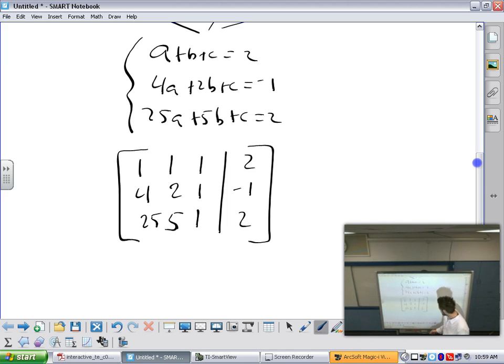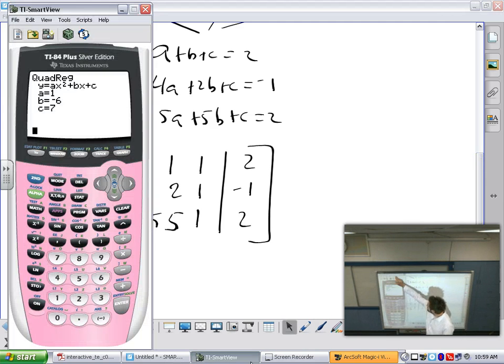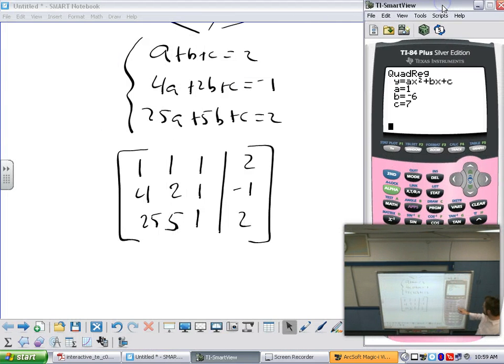1c equals 2. Now, I'm going to take my calculator here, and second matrix, go to edit. That is a 3-row by 4-column matrix. Let's see, 1, 1, 1, 2 for the first one. 4, 2, 1, minus 1 for the second one. 25, 5, 1, 2 for the last one. Okay, now I'm going to quit out of there.